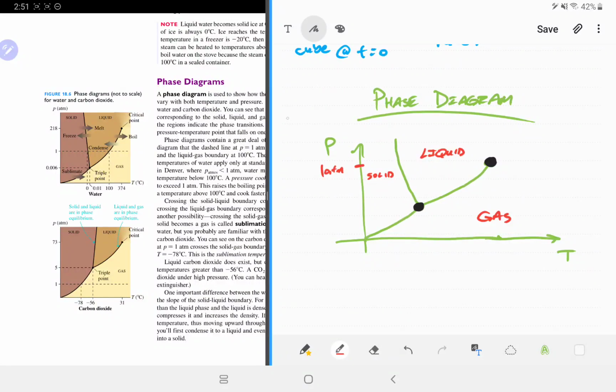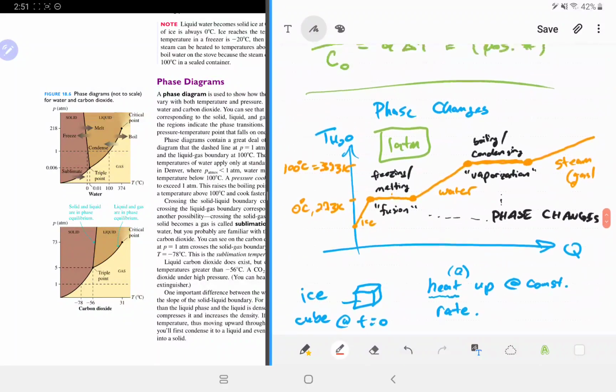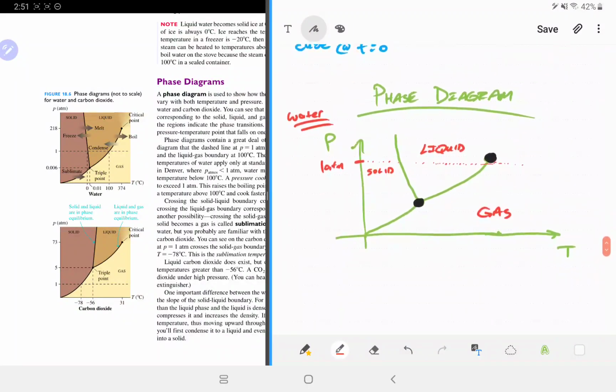So 1 atm. By the way, we're drawing just the phase diagram for water, but there exists one for every different material. So 1 atm, I start with a solid. If I keep heating it up at constant pressure, I get to a liquid. And if I keep heating it up, I'll get to a gas. So to jump over these lines requires some energy. So we have to keep heating it up before we can actually get a change in temperature there. Crossing over these boundaries is what corresponds to the phase changes in this diagram.